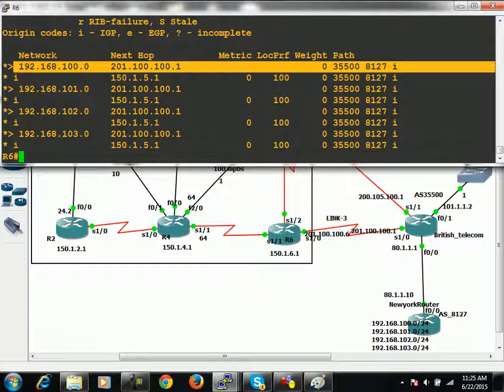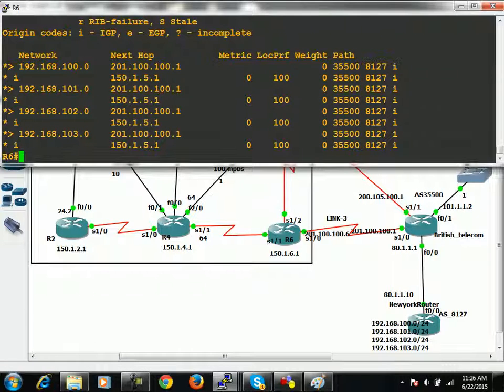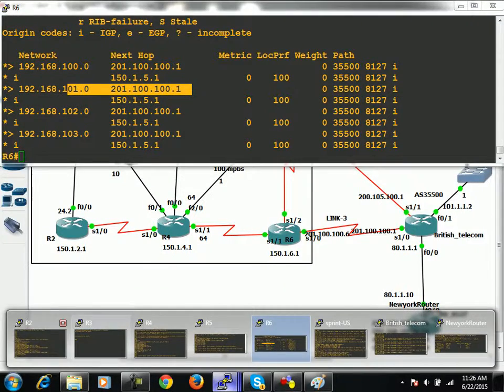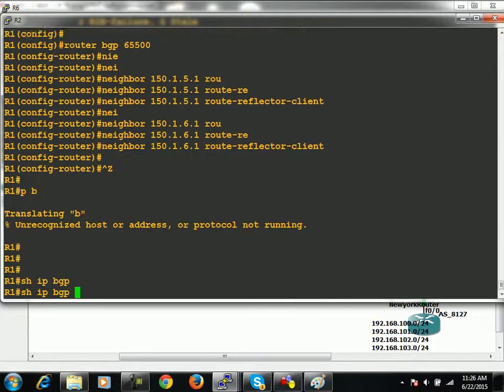Tell me, is there any problem now? So for R6 its best path is via BT. It is necessary in BGP that you always advertise your best path information towards your neighbor. So this time it is going to advertise its best path information towards its neighbor, and it has neighborship with R1. So it will advertise this information towards R1 that you can reach these prefixes via me. That is why R1 is receiving these prefixes from both neighbors.